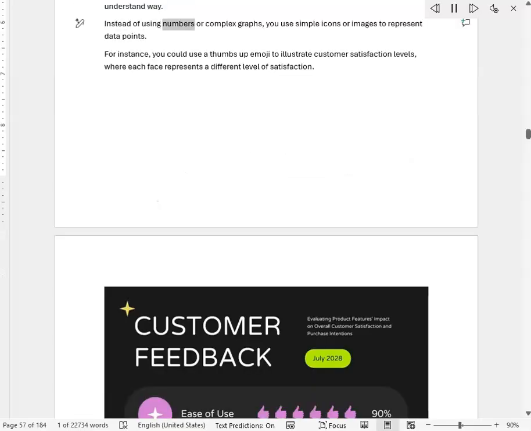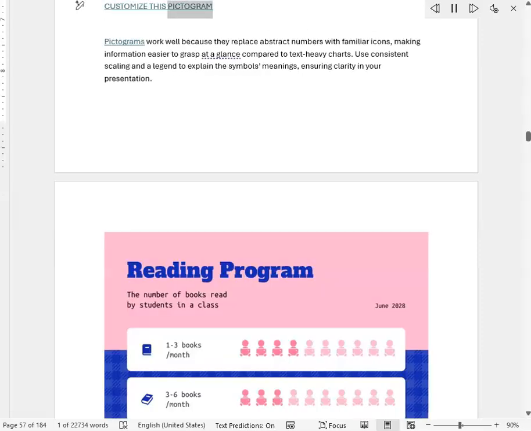Instead of using numbers or complex graphs, use simple icons or images to represent data points. For instance, you could use a thumbs-up emoji to illustrate customer satisfaction levels, where each face represents a different level of satisfaction. Customize this pictogram.